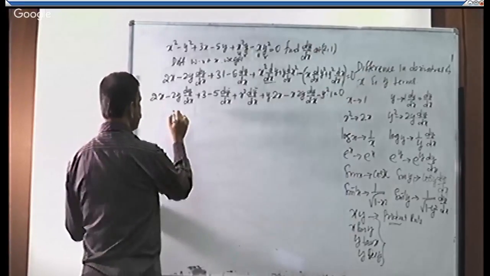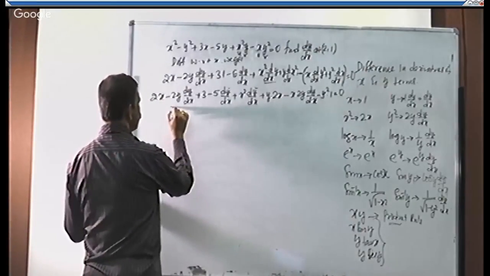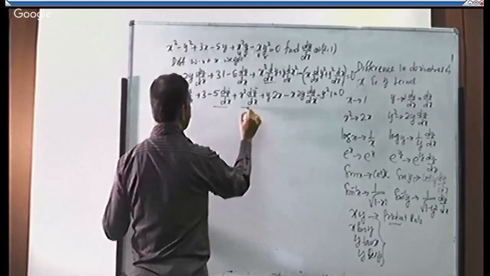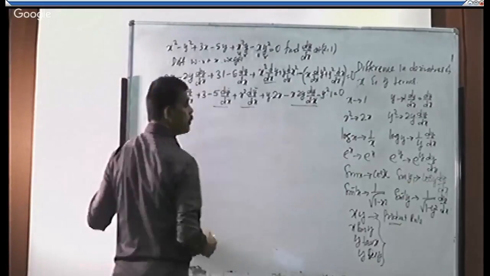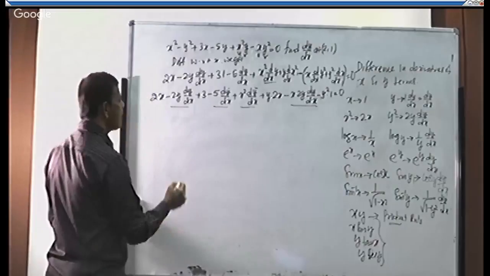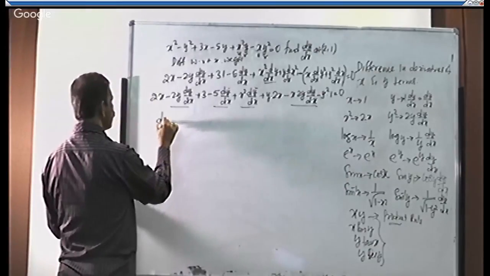Now we have to collect all dy by dx. I am underlining all dy by dx terms. In all the 4 dy by dx terms, I am taking dy by dx common.